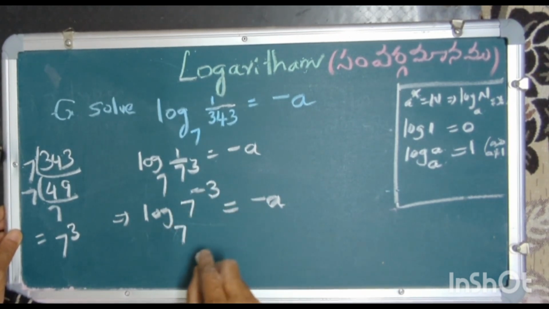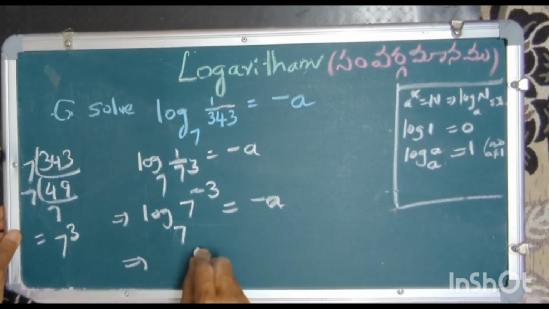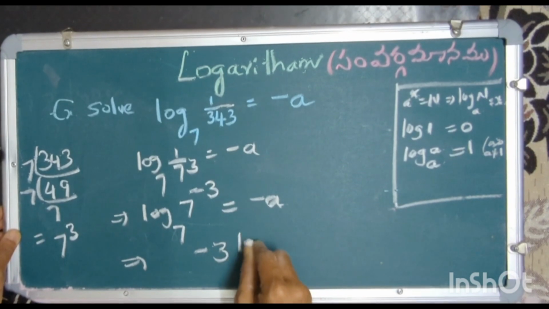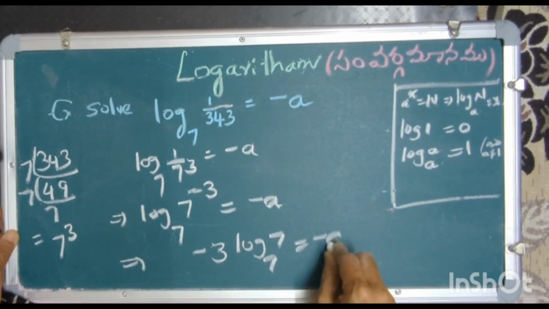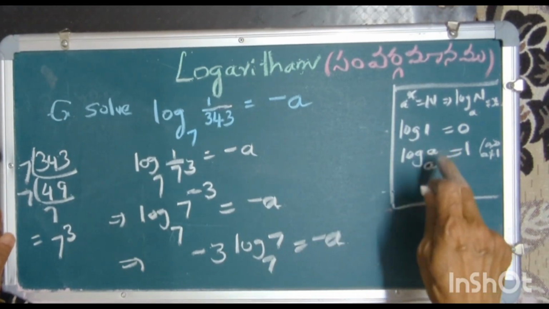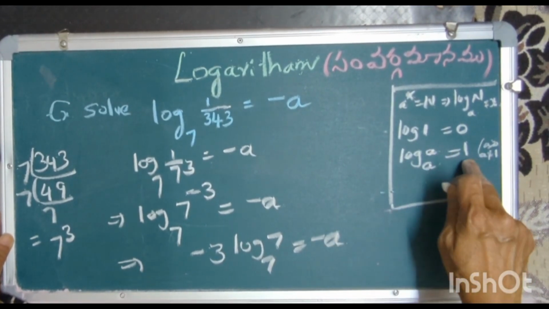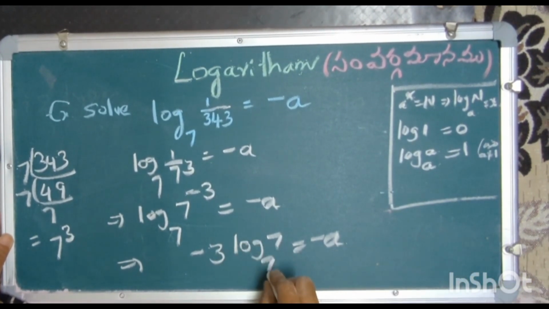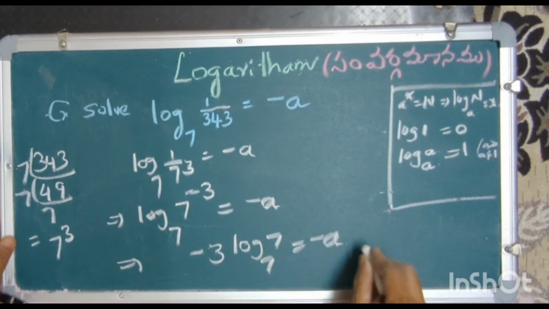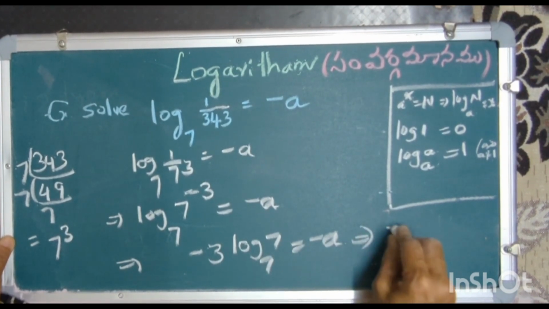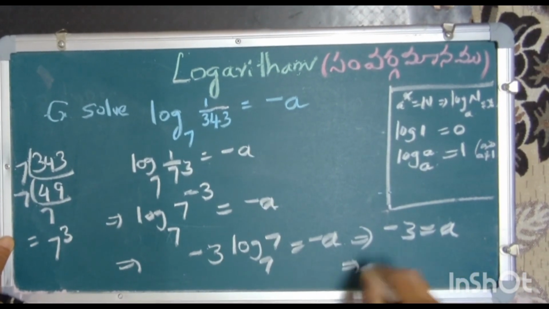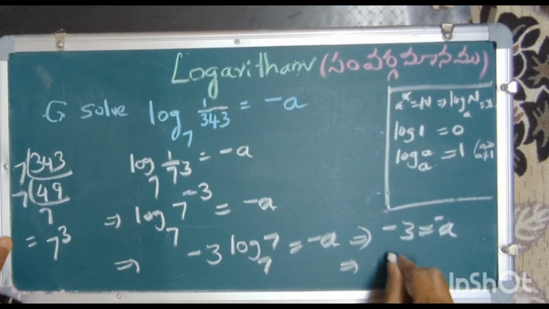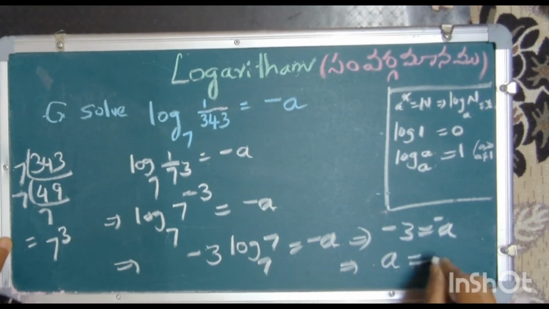సో this is equal to -3 into logarithm of 7 base 7 is equal to minus A. మనకు logarithm of A base A is equal to 1. Anything the number and base same ఉంటే that value is equal to 1. So -3 is equal to minus A. So A is equal to 3.